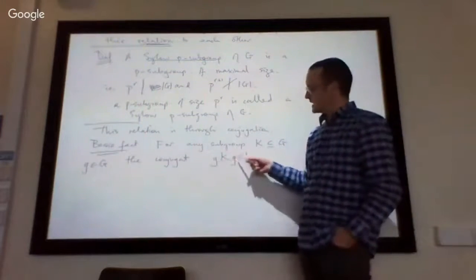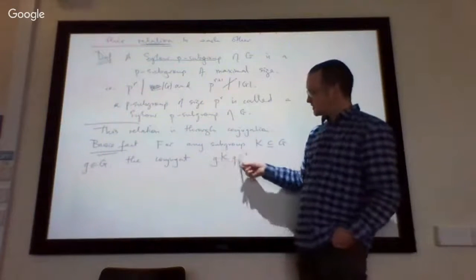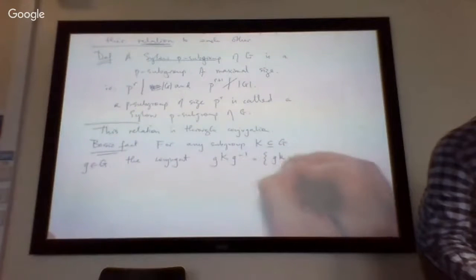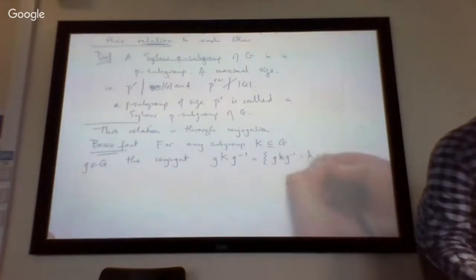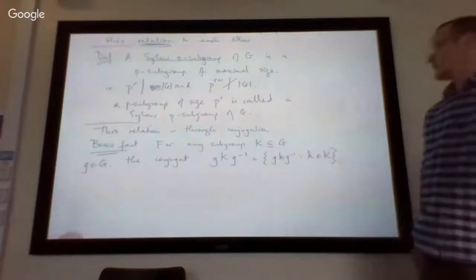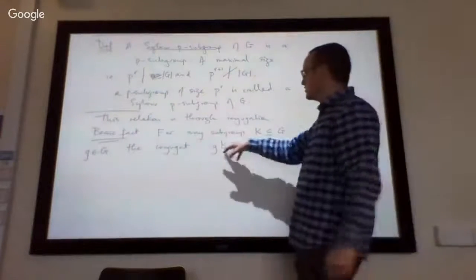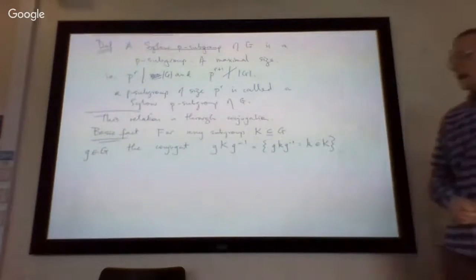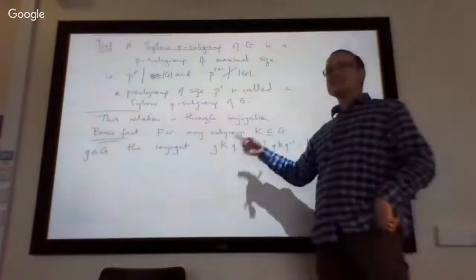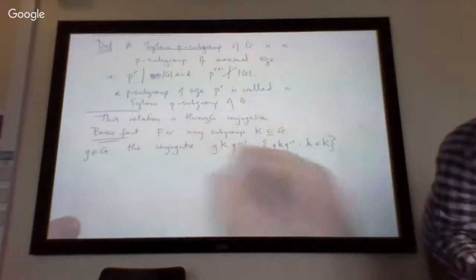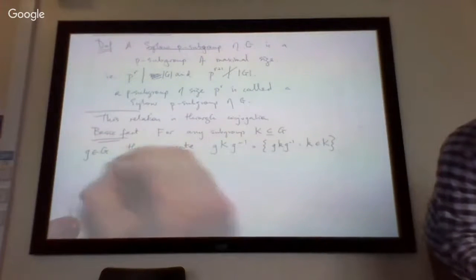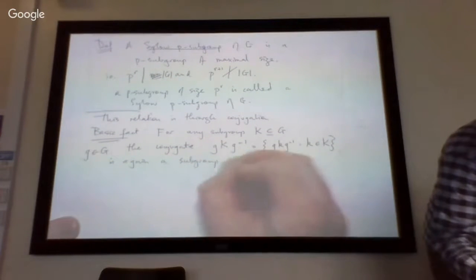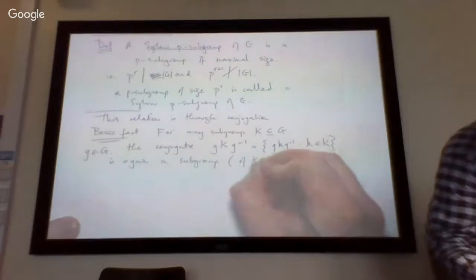by G. Now this is kind of like the notation we use for cosets as well. So the meaning of this is the set of all G times little k times G inverse for every little k in the subgroup K. Okay, it's quite clear that that's what it means. But we're conjugating the whole set K by G, G K G inverse. And so the fact is that this is again a subgroup. So the conjugate G K G inverse is again a subgroup. And also it's of the same size as K.